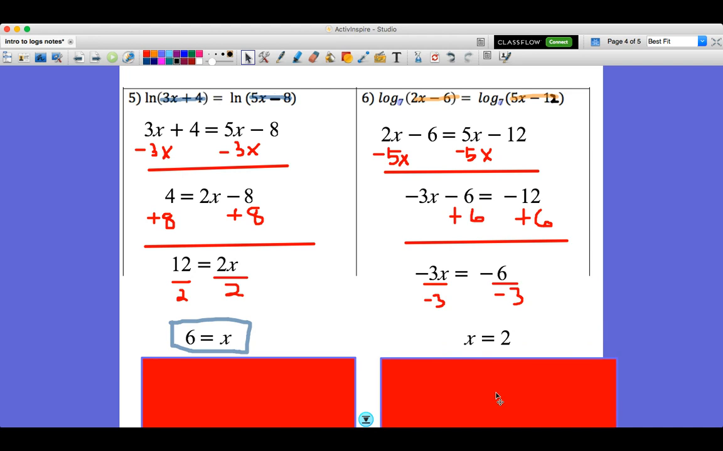So x should be positive 2 for number 6. So just be careful with those negatives. If you worked ahead, make sure you got positive 2 as your final answer for number 6. When you divide a negative by a negative, it turns positive.